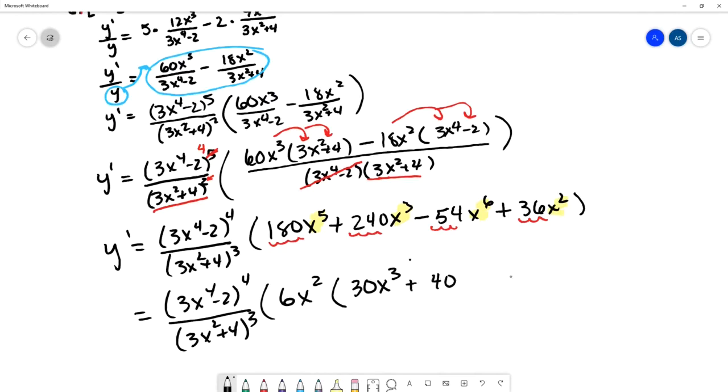and 40x. 6 into 54 goes 9 times, so that'd be 9x to the fourth. And then 6 into that would go 6x. No x there.